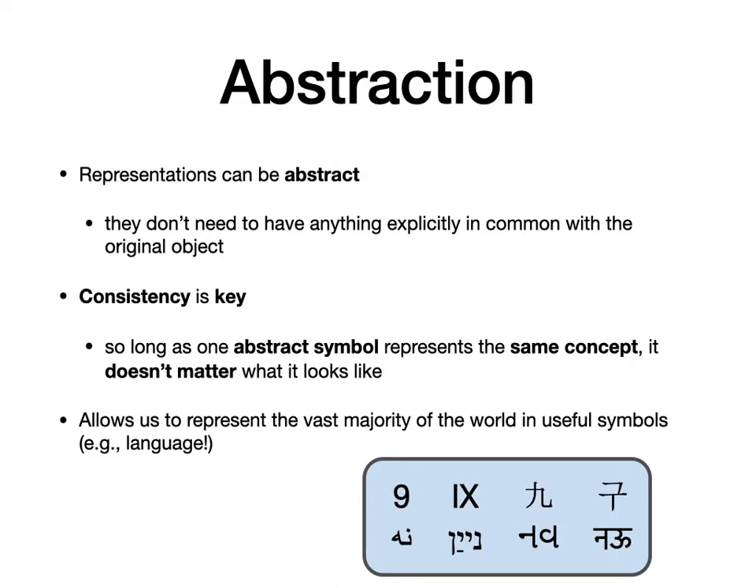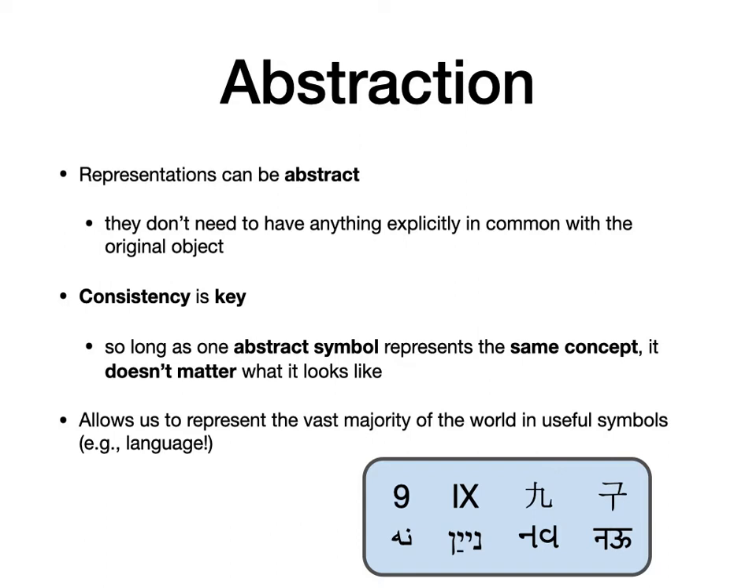Symbols, or representations rather, can also be abstract. So abstraction is the core thing here. And I talked about this at the end of the brain segment as well. As things get more abstracted, they get more representational. So they don't need to have anything explicitly in common with the original object, right? The only thing that matters is that they are consistent. As long as the abstract symbol represents the same concept, it doesn't matter what it looks like.